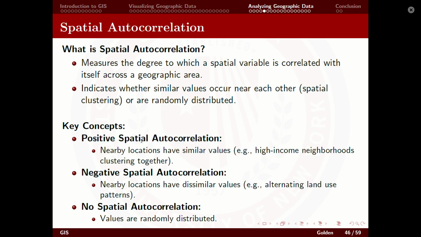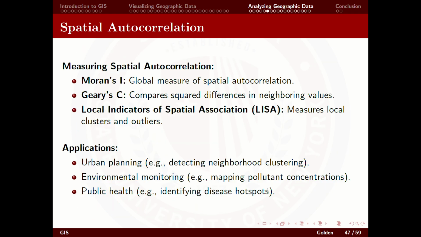Most features have nearby locations with similar values, and then some features have nearby locations with dissimilar values. An example of this is alternating land use patterns. Sometimes you see this kind of model with crop rotation.